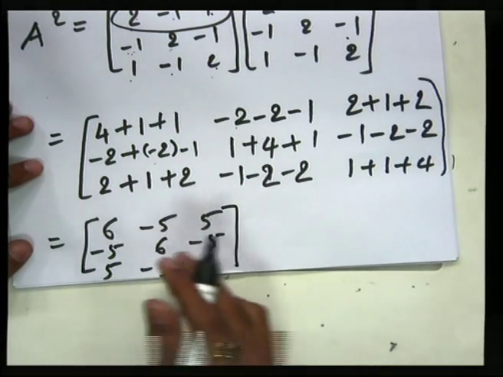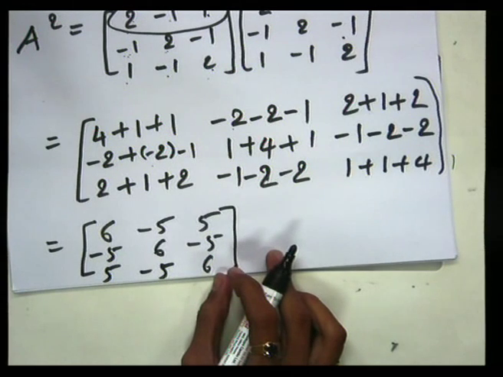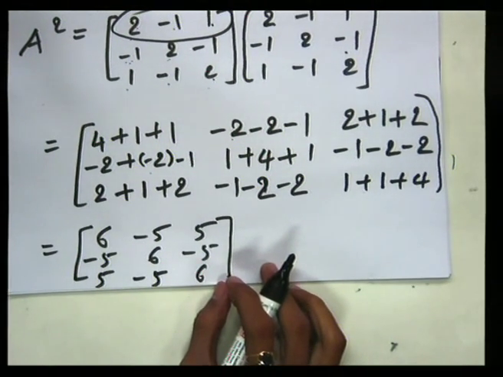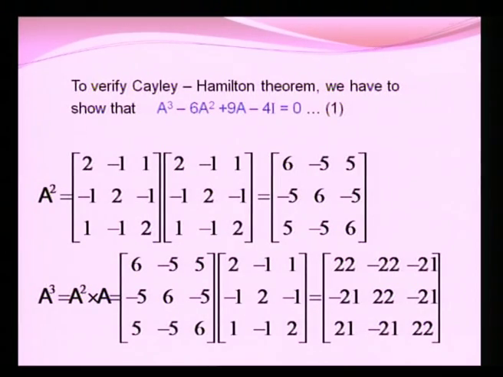So if we look at the PPT here, we have written that the value of A square, that is A into A, will be 6, minus 5, 5; minus 5, 6, minus 5; and 5, minus 5, 6. So in this way we can find the value of A square.